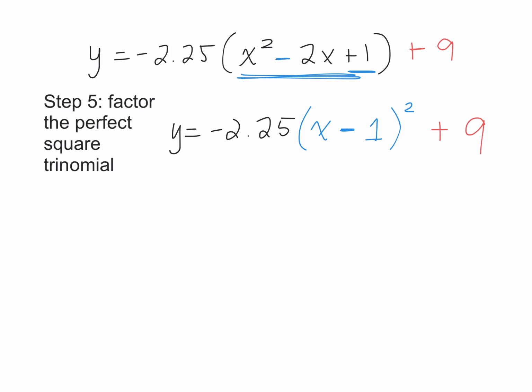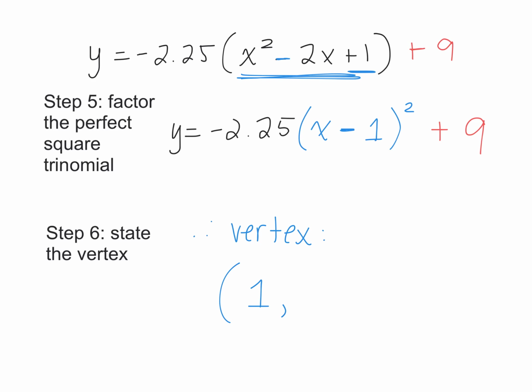Step 6, write the vertex. Okay, I'm going to ask you to write the vertex. So step 6, state the vertex. Therefore, the vertex is located at positive 1 and positive 9. It's now written in vertex form: a(x minus h) squared plus k.